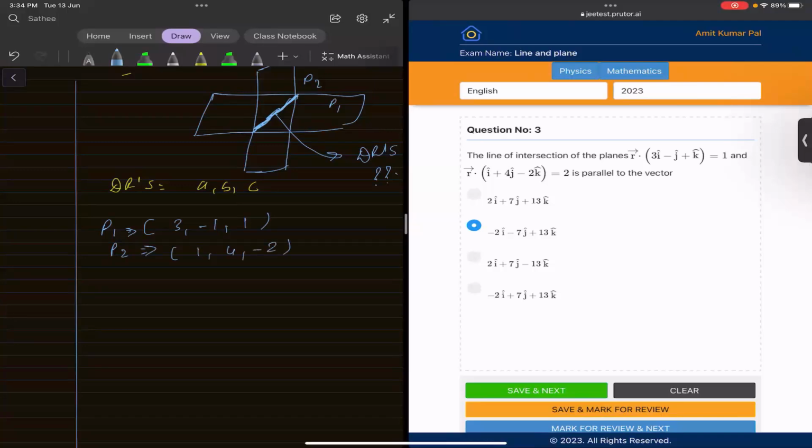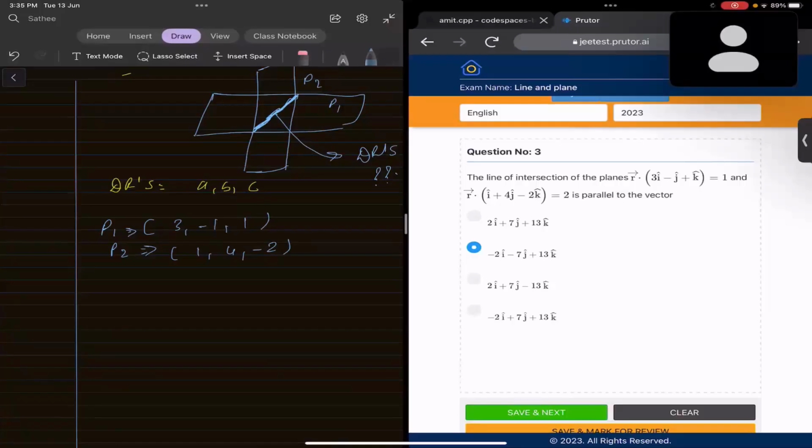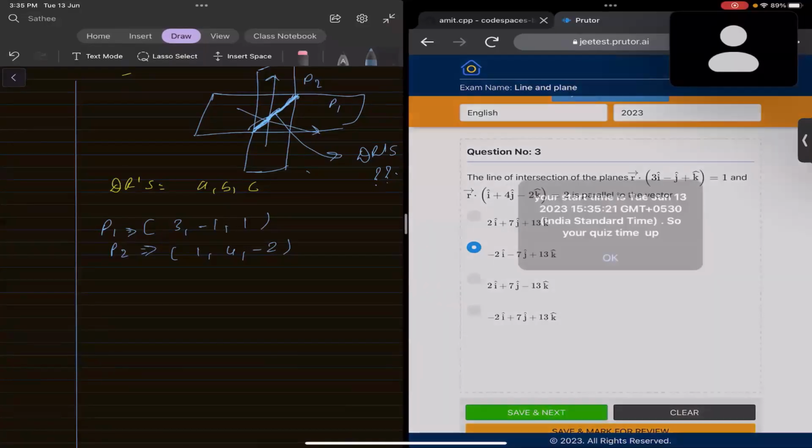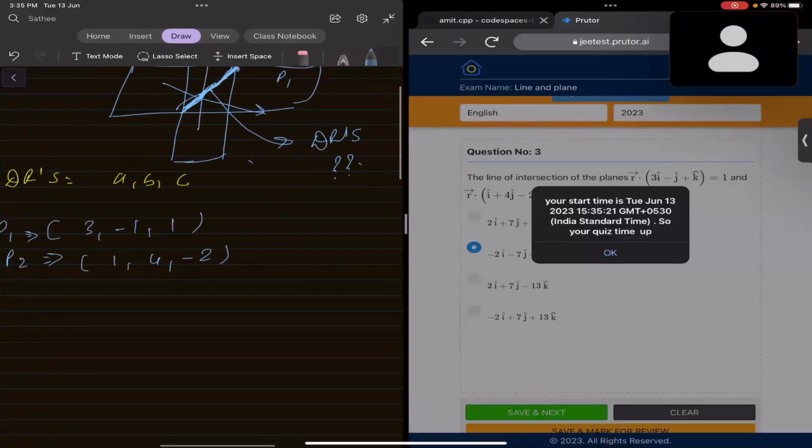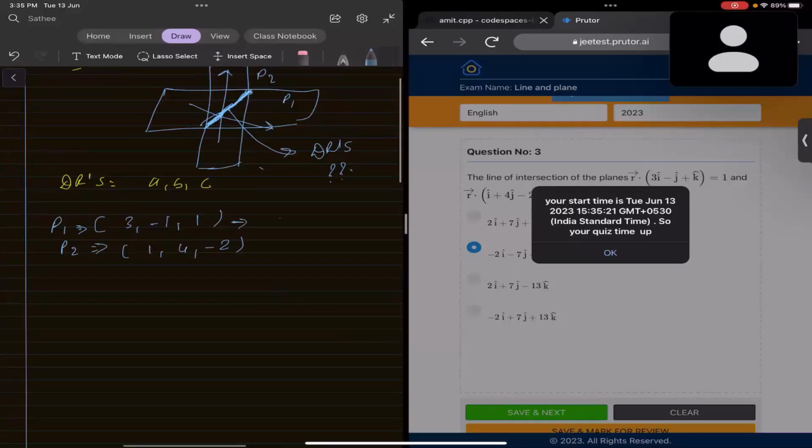Whatever the line of intersection is, this line is perpendicular to the normal of this plane as well as perpendicular to the normal of the other plane. So basically our line of intersection is normal to both the normals. I'll explain it again: these DRs basically represent the normals' DRs.